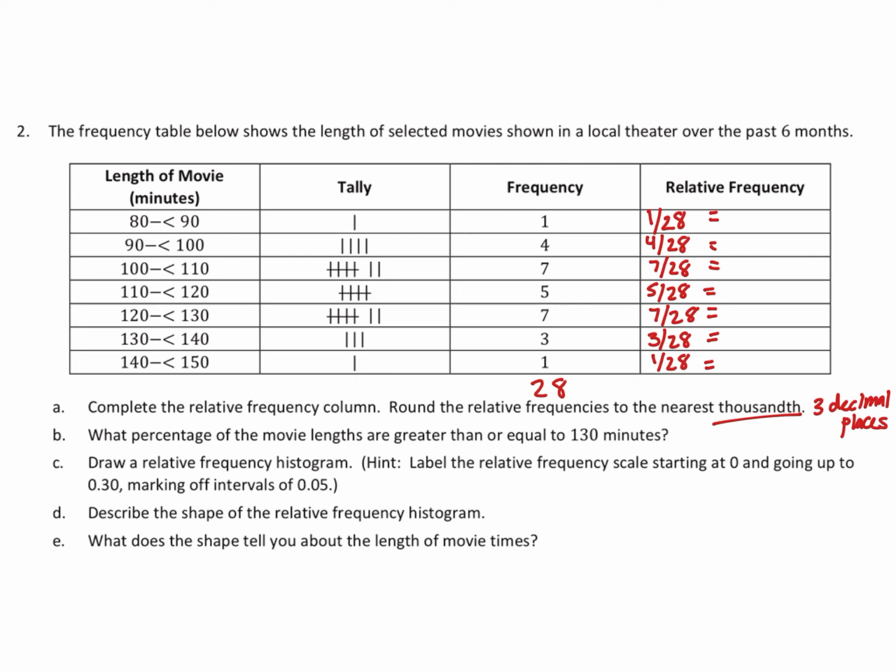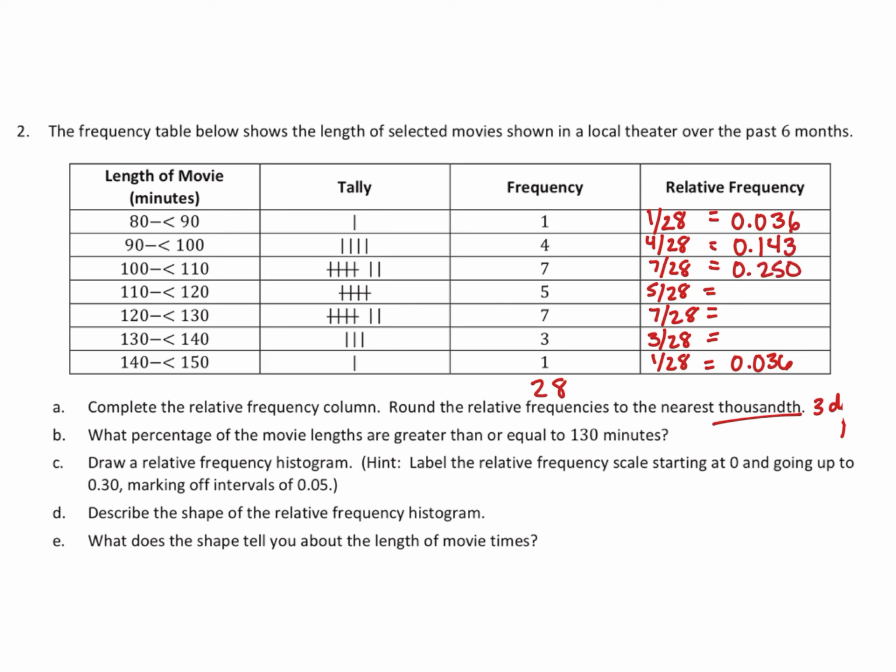One divided by 28 is 0.0357. The 7 rounds that 5 up to a 6. So we're going to also make this one the same. 4 divided by 28 is 0.142, but the 2 is followed by an 8, which rounds it up to a 3. 7 divided by 28 is a quarter. So we can fill this one in as well.